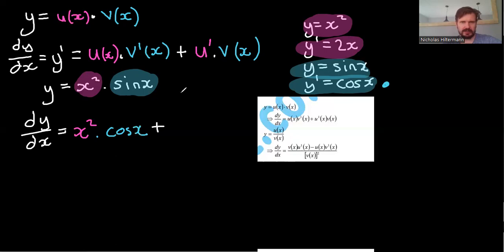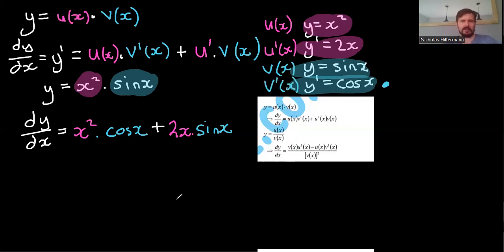Plus the derivative of the first thing, which is our 2x. And then the second thing, the vx, remains unchanged. So it's just vx, right, which is sine x. Okay, so if you weren't sure what happened there, you can watch again. But basically, what do we have? This was our ux. This was our u dash x. This was our vx. And this was our v dash x. Okay, so that's the product rule.